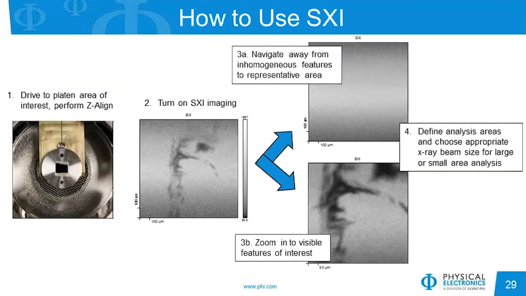So now that I've shown you some of the applications of SXI, we will talk briefly about how this can be used in practice. When we introduce a sample to the system, our general workflow is to first drive to the area of interest and perform a Z-align. As shown on the left, this is a platen of a silicon wafer with a coating mounted onto a sample platen with adhesive tape. I can use this intro photo to do a coarse approximation of my sample area of analysis, and then I turn on a Z-align to find the proper sample height to get the most signal.